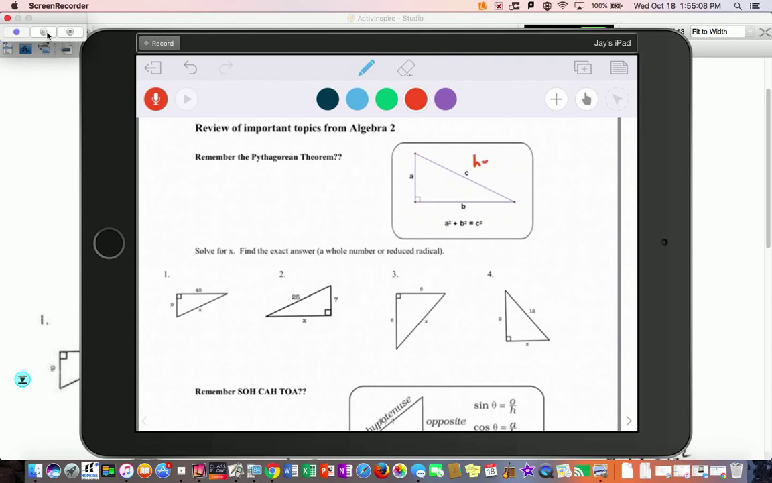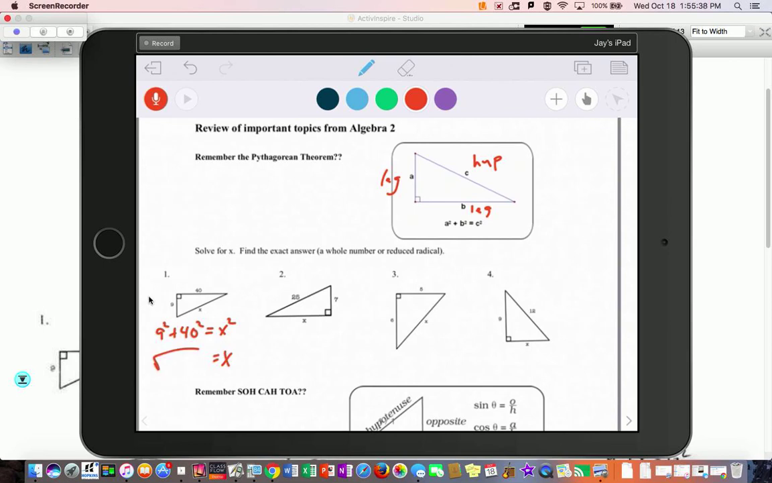So the hypotenuse is what we typically call c, and then these are called legs because they're the sides that touch the right angle. And so in an example like number 1, I can take 9 squared plus 40 squared and say that's equal to x squared. And so x would be the square root of whatever that is.